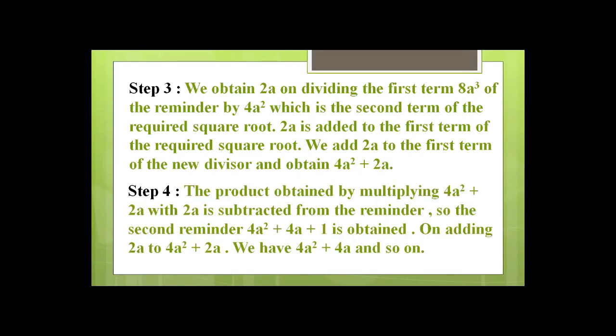Step 4: the product obtained by multiplying 4a square plus 2a with 2a is subtracted from the remainder, so that the second remainder 4a square plus 4a plus 1 is obtained. On adding 2a to 4a square plus 2a, we have 4a square plus 4a, and so on.